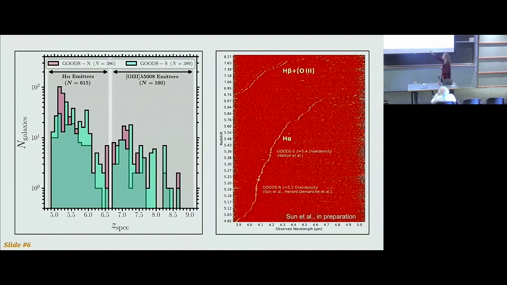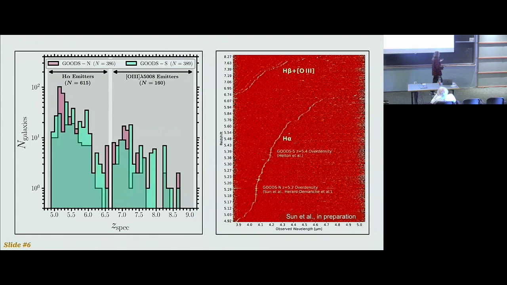And you can already start to see these overdensities appear just in the redshift histogram. Many of these peaks that appear here are ones that I will later talk about and find. So there's one here at redshift 5.2 in GOODS-North in red, one at 5.4 in blue in GOODS-South, and then even all the way out here, 8.2 in GOODS-South, the blue.